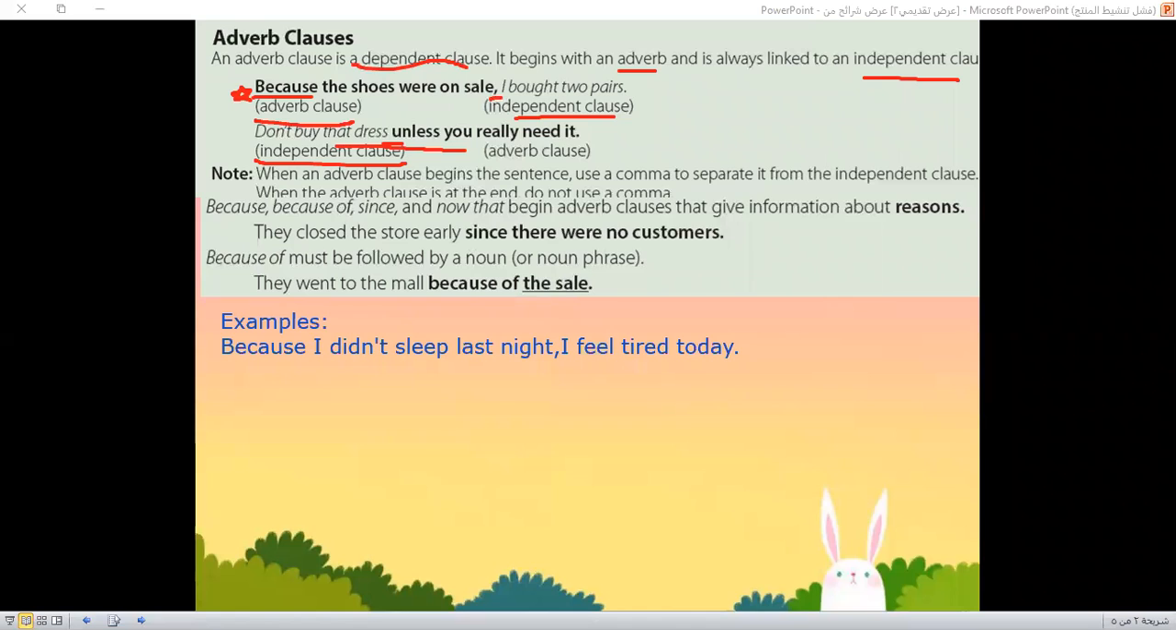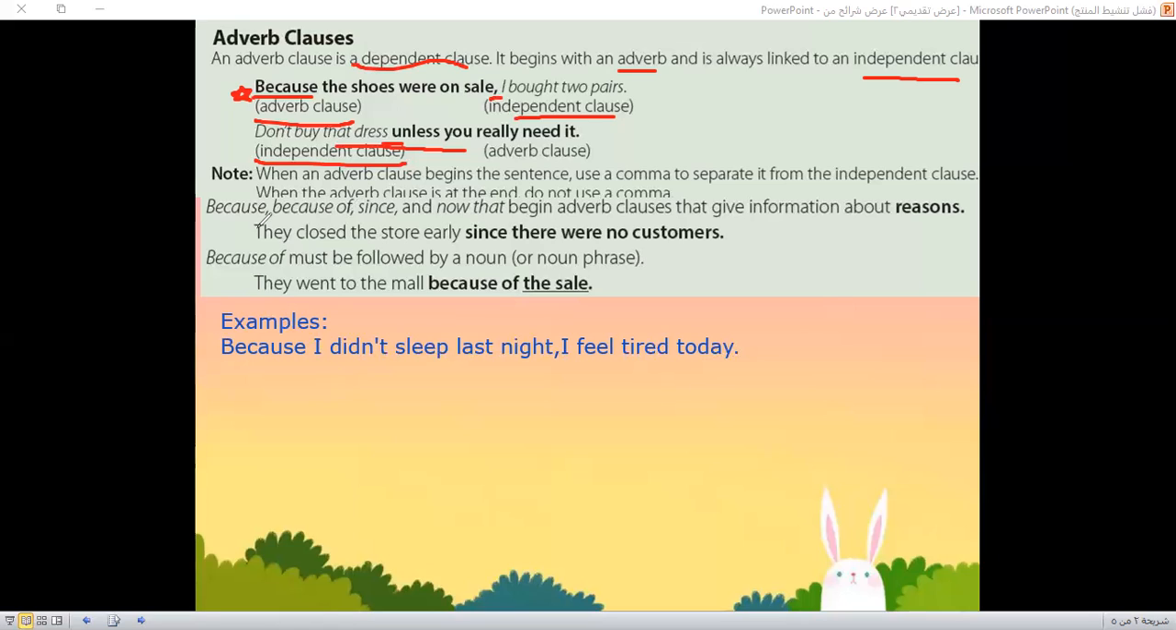Now we have because of, since, and now that. They begin adverb clauses that give information about reasons. When I use because of, since, and now that, it means that I'm going to give reasons. How? For example, they closed the store early since there were no customers. If I asked you, why did they close the store early? What is your answer going to be?